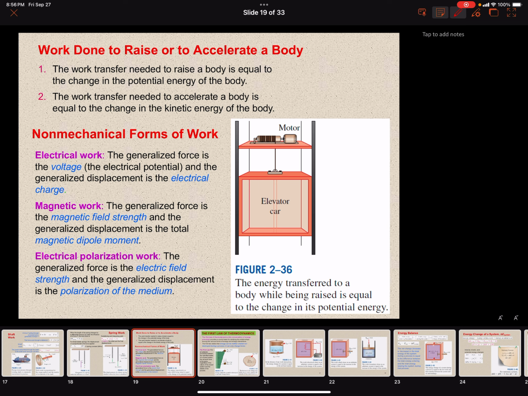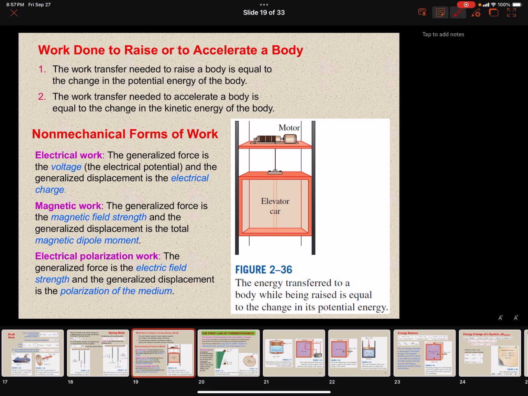In addition to these mechanical forms of work, there are also non-mechanical forms of work, such as electrical work, where voltage causes the displacement of electrical charge, and magnetic work, where magnetic field strength acts on magnetic dipoles.